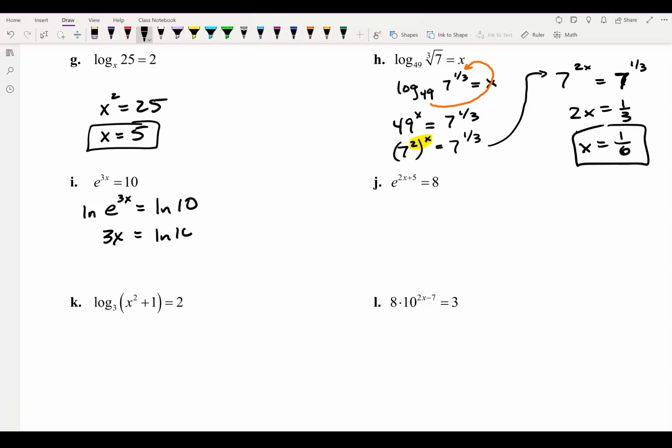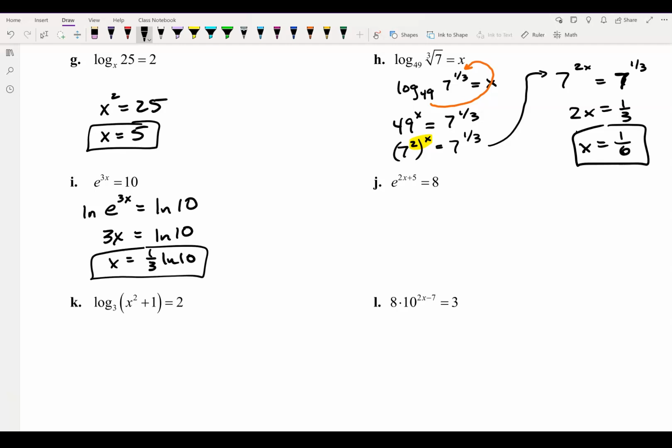Well, that's just going to be 3x. And ln 10 is just a number. It's approximately 2.3-ish, but don't worry about that. We're just going to leave it ln 10. It's considered to be exact in that form, kind of like pi is exact in this form. So if we multiply both sides by 1/3, we get 1/3 ln 10, and that one is done.